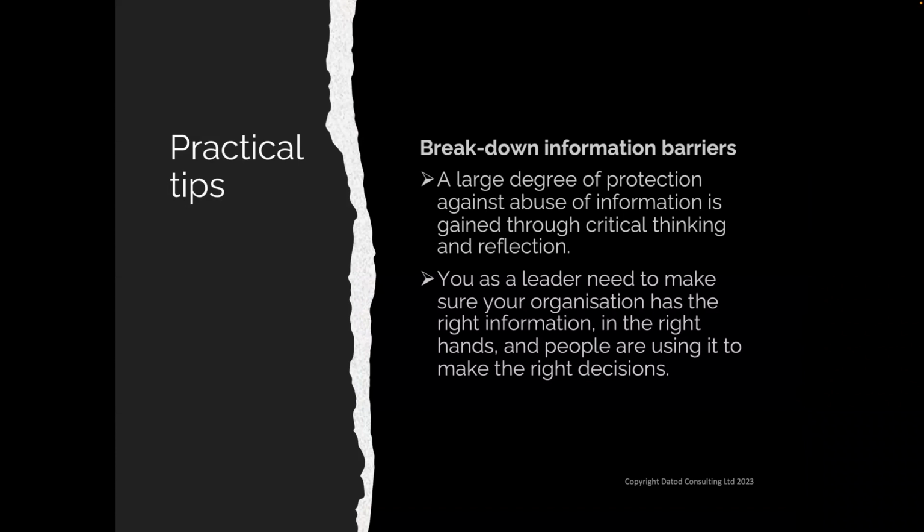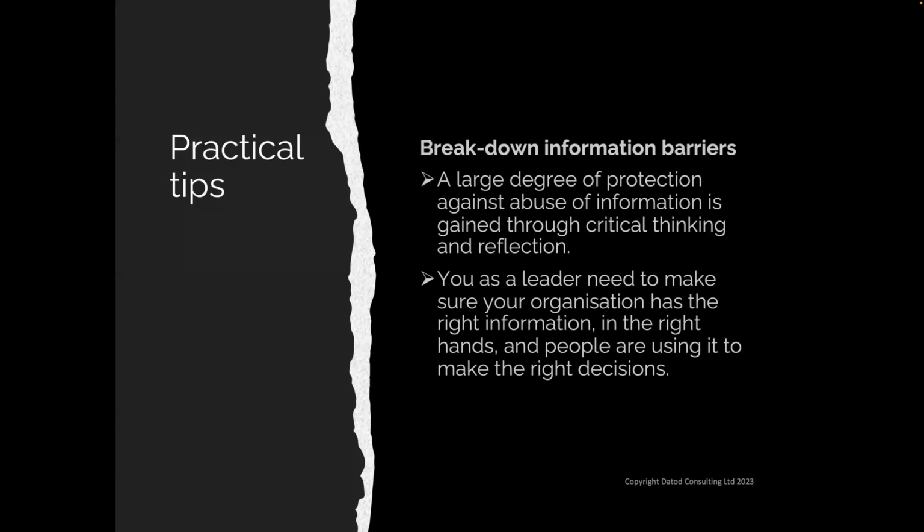One of the things you also have to do is start breaking down information barriers. So you as a leader need to make sure your organization has the right information in the right hands, and the right people are actually making the right decisions. So basically, if information is siloed across the organization, it's more difficult to actually make the right data-driven decisions.